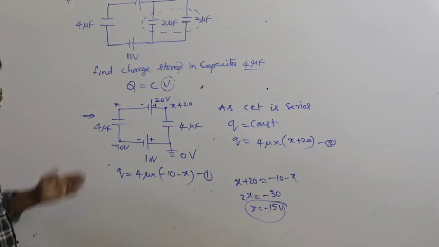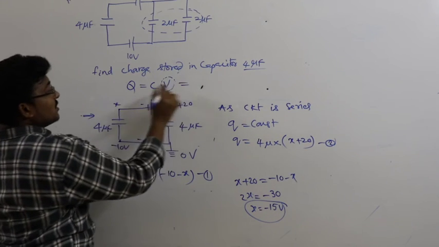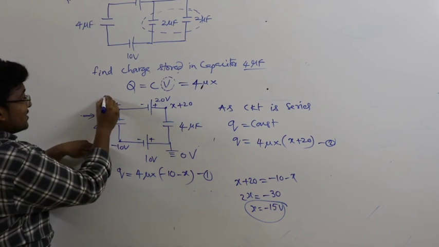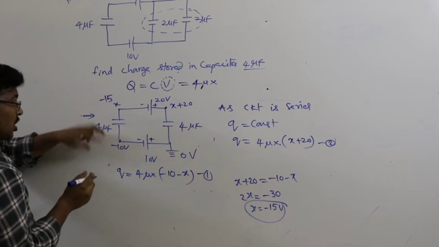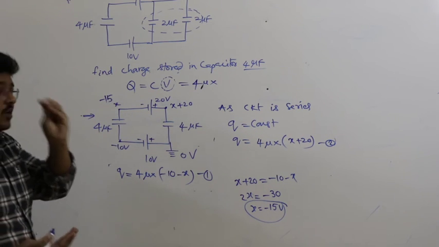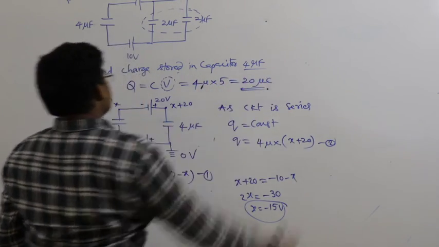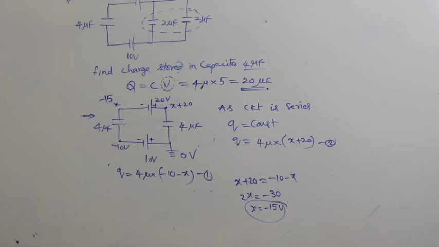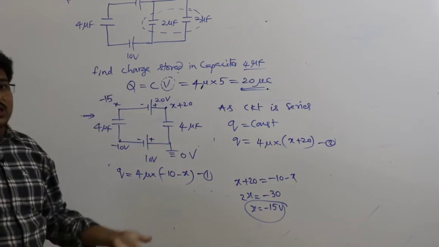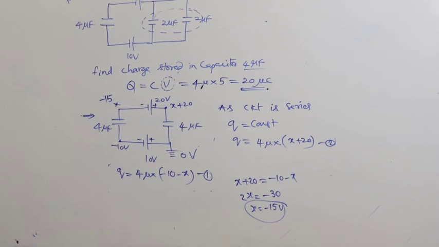When you got the potential, what are they asking? Q is equal to CV, charge passing through this one. Q is equal to, C we already know is 4 micro. What is the potential drop? This is minus 10 and this is minus 15. What is the drop? 5 only, right? Because minus 10 minus 15, difference is how much? 5. So that's simply 5. So 5 into 4, 20. So 20 microcoulombs is passing through this one. As this is 20 microcoulombs, automatically through this also 20, because they are in series, right?